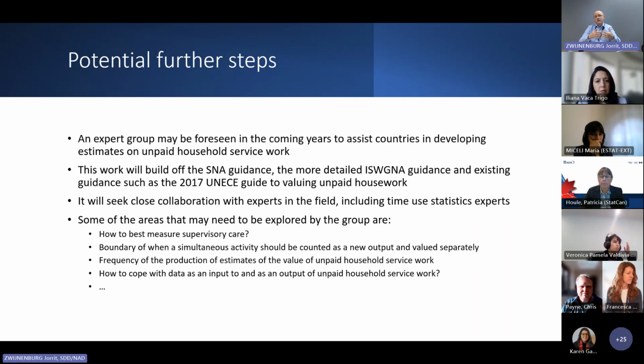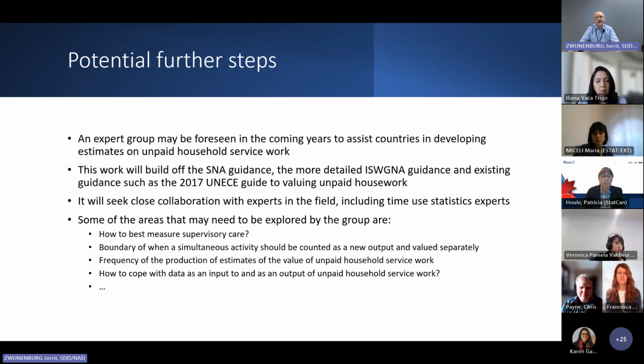And in addition, we would like to seek very close collaboration with experts in the field, including time use statistics experts, because we are very dependent on time use information, and we already benefited a lot from inputs on feasibility, alignment, also indeed how to define and delineate specific groups, and we think we should leverage off this good collaboration also for the future.